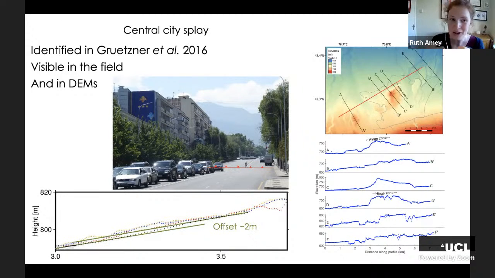In addition to this fault that goes through the center of Almaty, we've identified a fault in the north, a fold in the north, sorry. So you can see from the profiles, the elevation, and in this map, the red bulge showing this fold, and we interpret there to be a fault causing this.